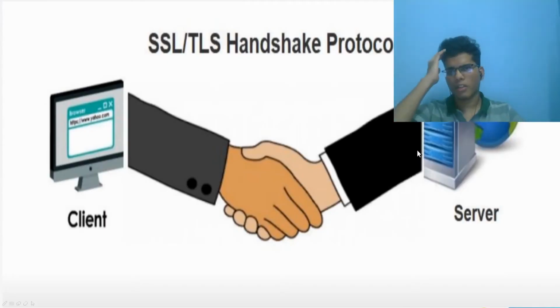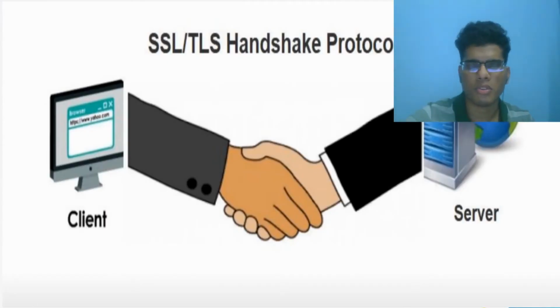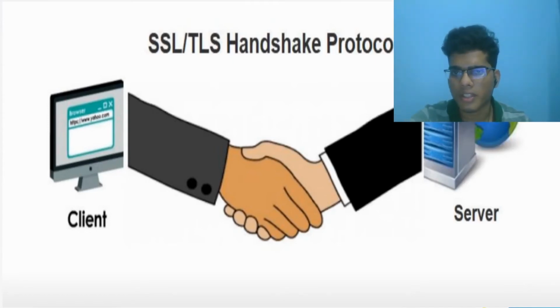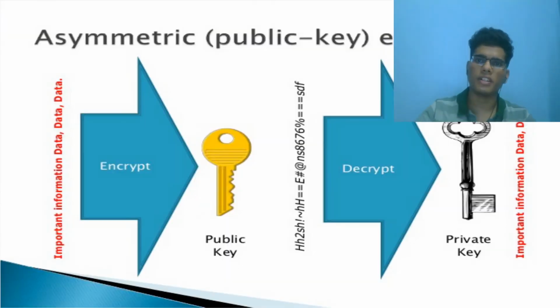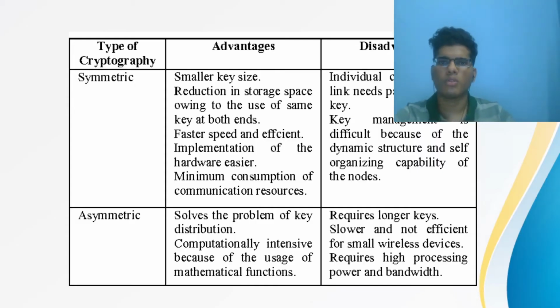Now let's come back to the topic, TLS/SSL handshake protocol. The TLS/SSL handshake protocol uses both symmetric as well as asymmetric encryption. Why both? Why can't we use either asymmetric encryption or symmetric encryption alone? Both asymmetric encryption and symmetric encryption have their own disadvantages and advantages. Let's look at what those are.